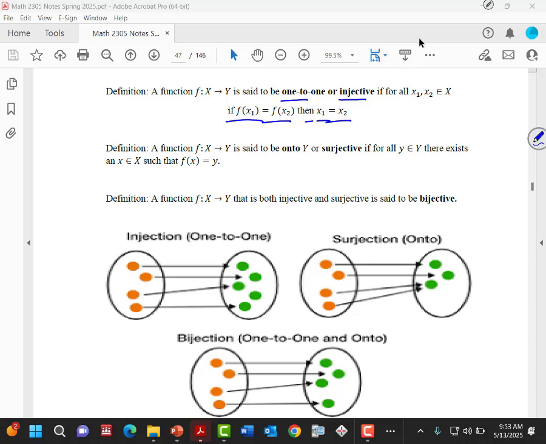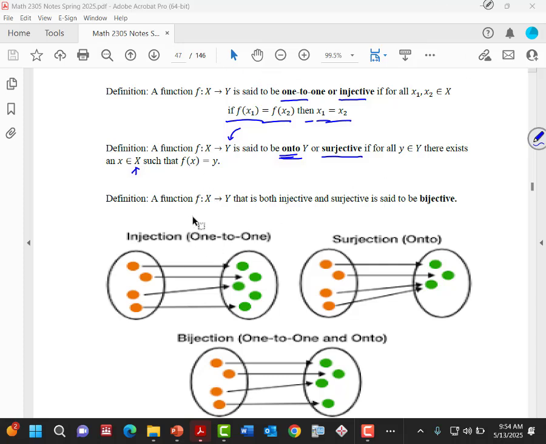A function f mapping X to Y is said to be onto Y, onto the codomain, or surjective, if for all y in the codomain there exists an x in the domain such that f of x equals y. If that's the case, then we say that the function is onto Y, or we might call it surjective.